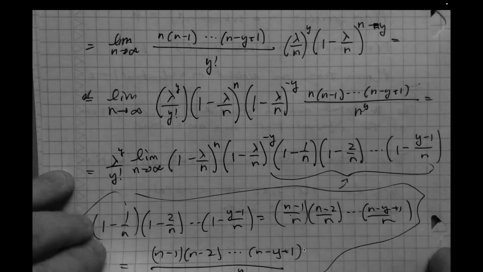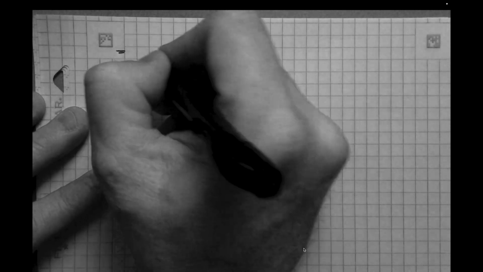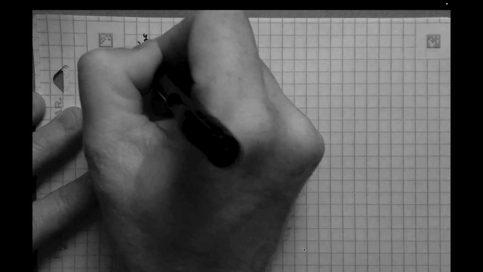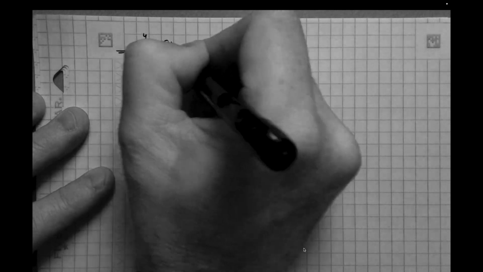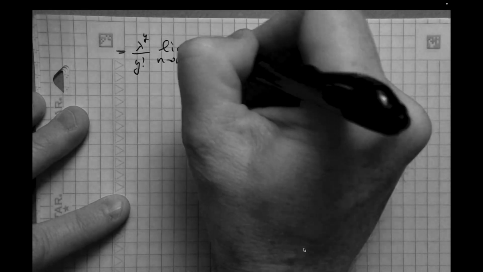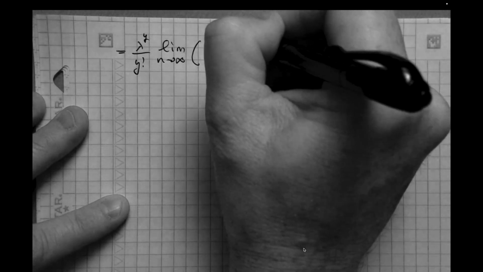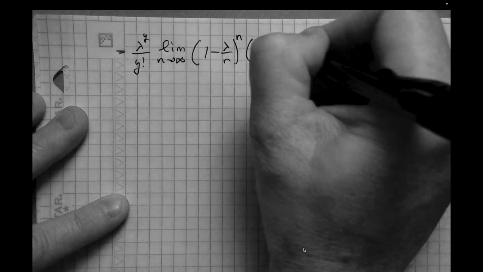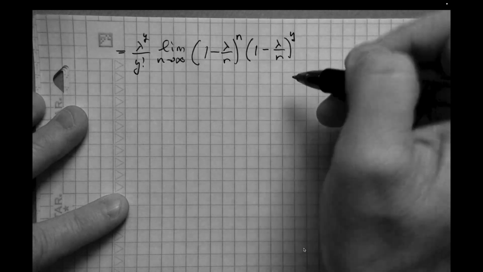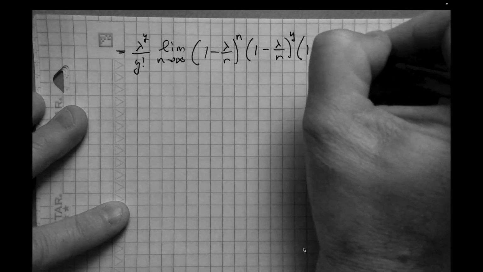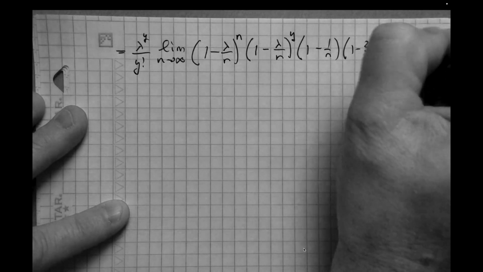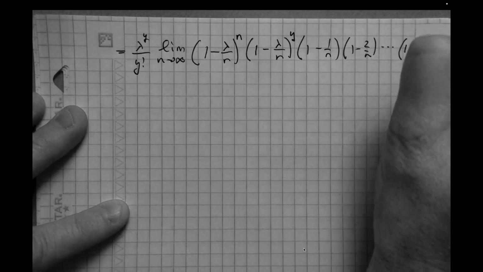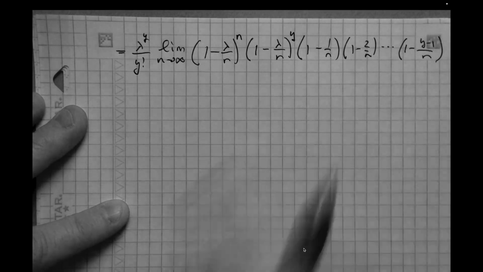All right. And so on the next page, what do we end up with? We had lambda to the y over y factorial times the limit as n approaches infinity of (1 minus lambda over n) to the nth power, times (1 minus lambda over n) to the y power, times (1 minus 1 over n) times (1 minus 2 over n) and so on, up to (1 minus (y minus 1) over n).